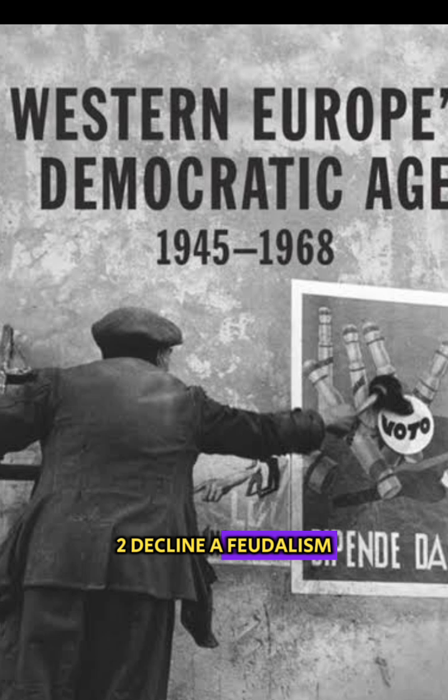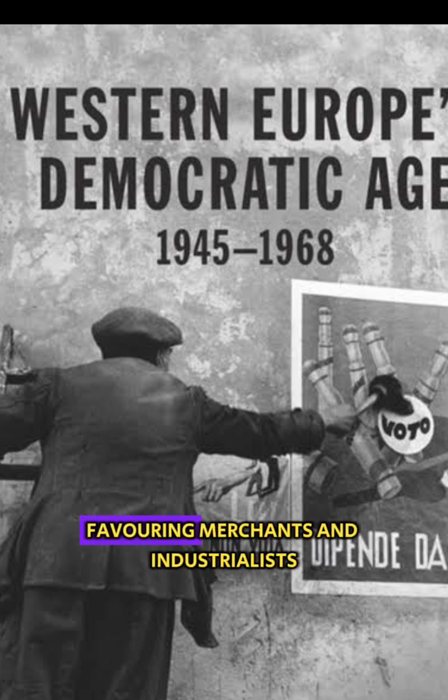2. Decline of feudalism. The collapse of the feudal system weakened the power of nobility and led to the rise of a middle class that demanded representation and rights. Economic changes, such as the rise of capitalism, created new power dynamics favoring merchants and industrialists.